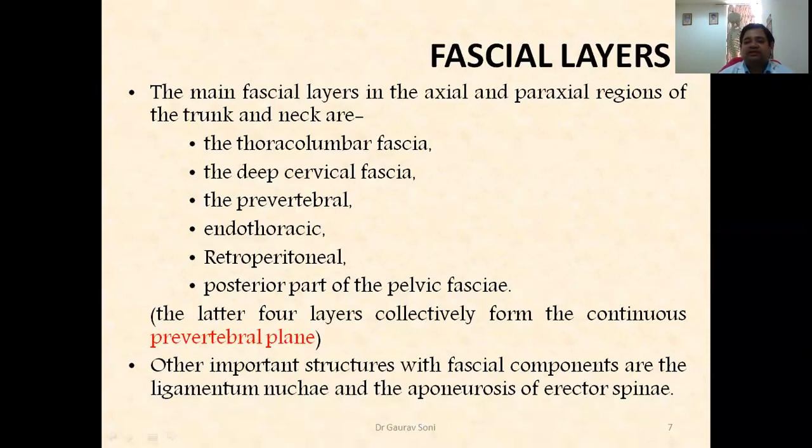The last four, that is prevertebral, endothoracic, retroperitoneal, and posterior part of pelvic fascia, are collectively known as prevertebral plane. There are many other important fascia also which are covering the different muscles, like fascia of ligamentum nuchae and the aponeurosis of erector spinae. What in this topic we are going to discuss in detail is thoracolumbar fascia.